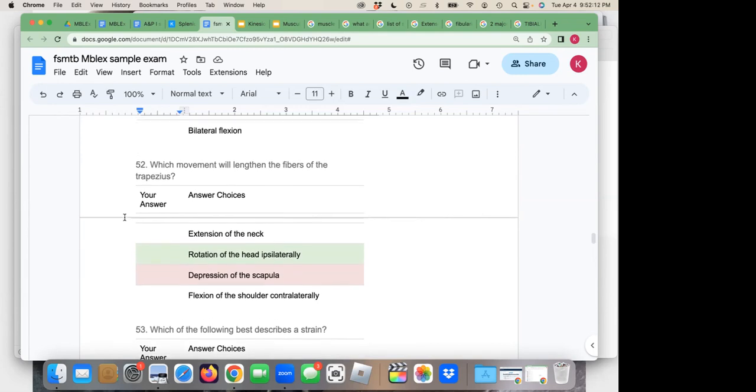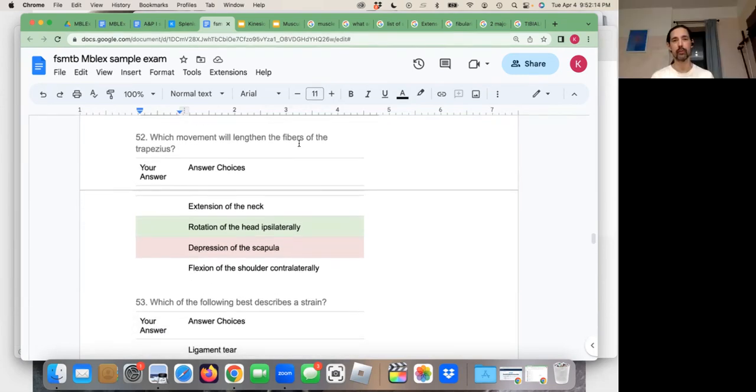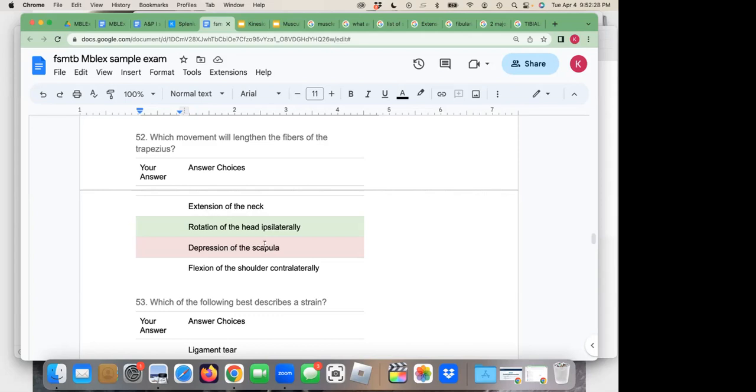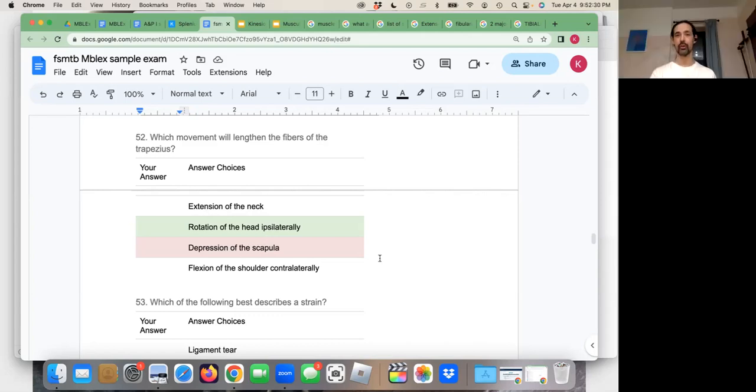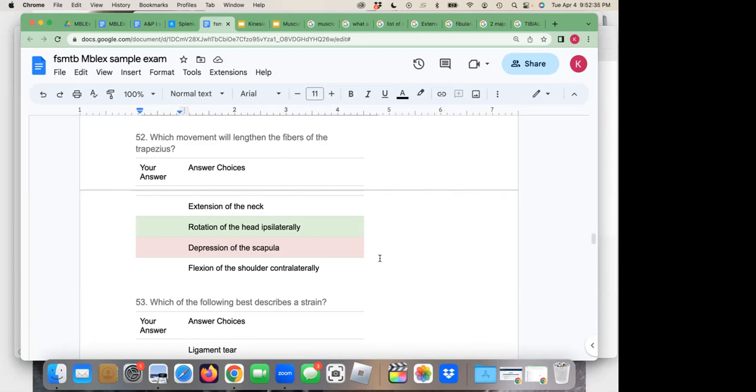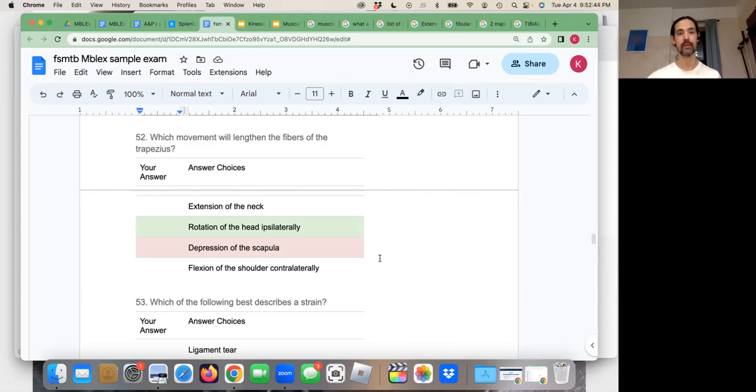Let's just pick some random stuff. Which movement will lengthen the fibers of the trapezius? Is it extension of the neck, rotation of the head to the same side, ipsilaterally, depression of the scapula, or flexion of the shoulder contralaterally? Contralateral flexion is like this. Which movement will lengthen the fibers?